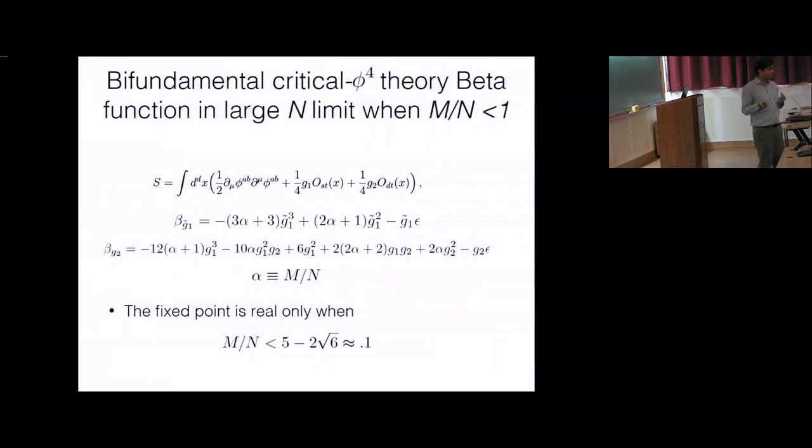Yeah, this is a case where one can do finite m over n, because you're instead doing epsilon expansion to get weak coupling.